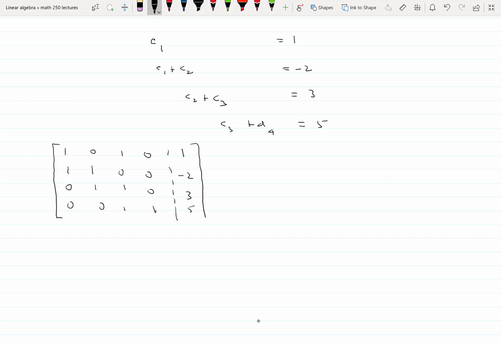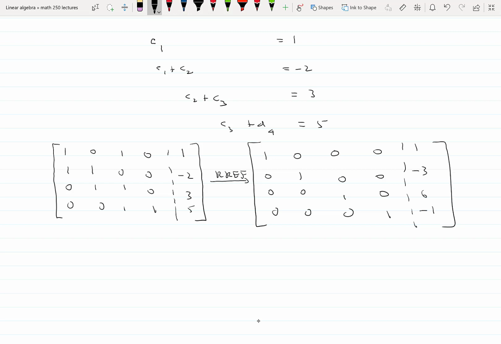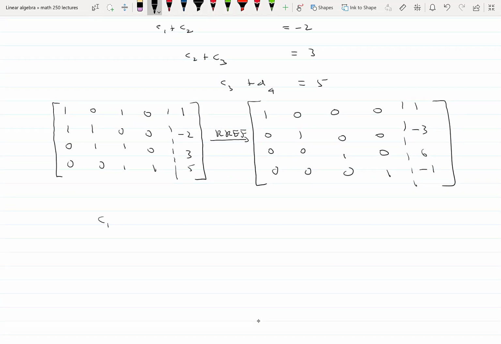I'm going to save you having to look at any of the row reducing. So I'm going to compute the reduced row echelon form, and that will give us the identity matrix, with final column 1, -3, 6, and -1. Okay. So it tells us c1 equals 1, c2 equals -3, c3 equals 6, and c4 equals -1.